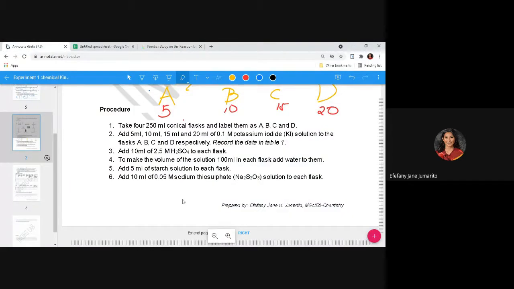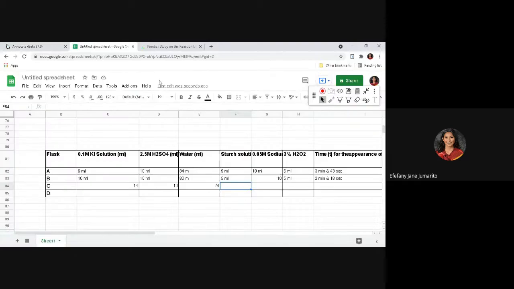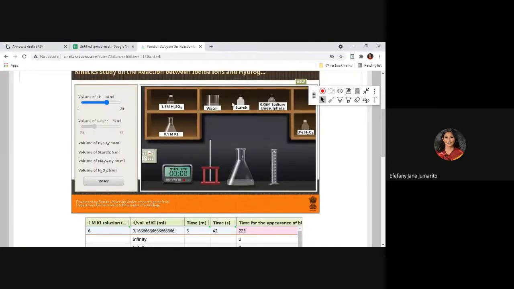Okay, procedure 5. Add 5 ml of starch solution to each flask. 5 ml. Okay, let's add 5 ml. All right, 5 ml starch.